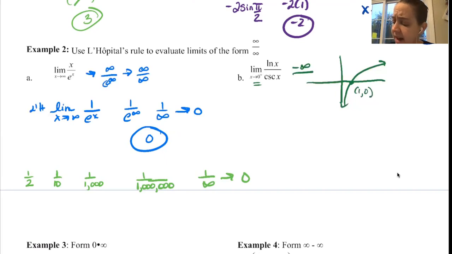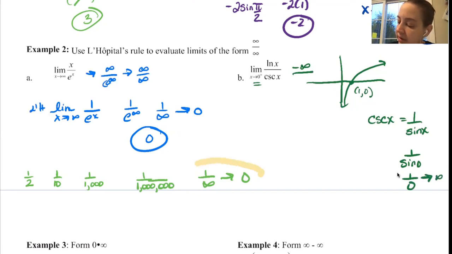Cosecant is related to sine. So it might be helpful to think of, I'm going to work on the side here, 1 over sine of x. So if I'm looking at 1 over the sine of 0, we know that the sine of 0 is 0. So this is 1 over 0. We treat that as infinity.